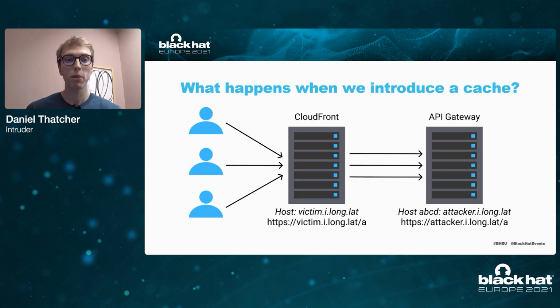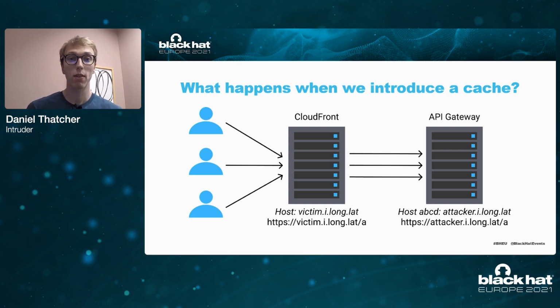So this becomes interesting when we introduce a cache. To test, I set up CloudFront in front of my API Gateway instance, and I set the all viewer request policy, which effectively means that CloudFront will forward all headers to API Gateway. I then sent the request from the previous slide. Now CloudFront doesn't pass this mutated host header, so it sees the host header for the victim API, and it thinks the URL is for the victim's API.